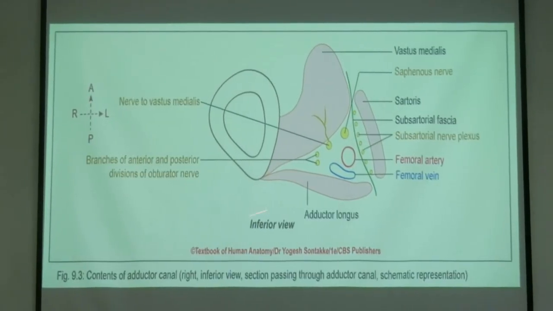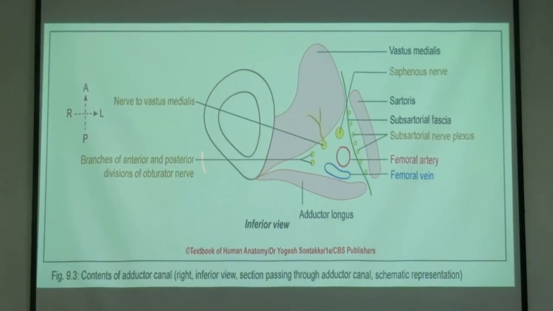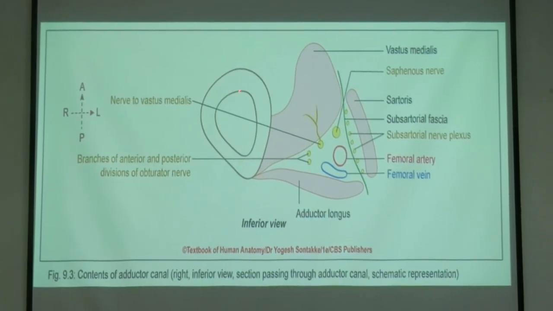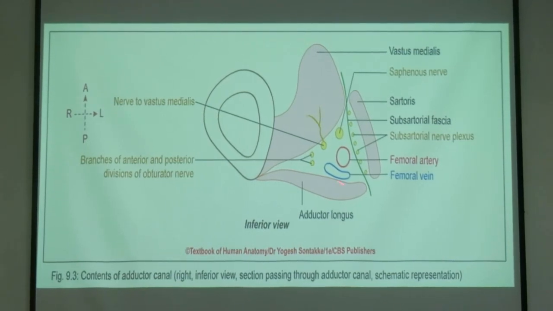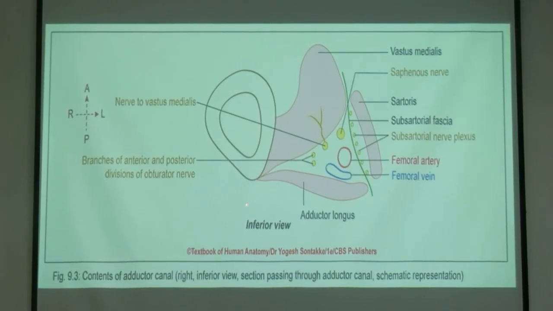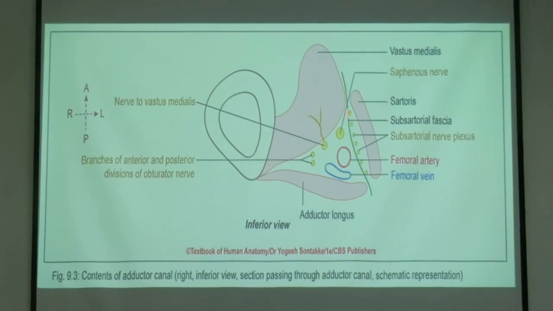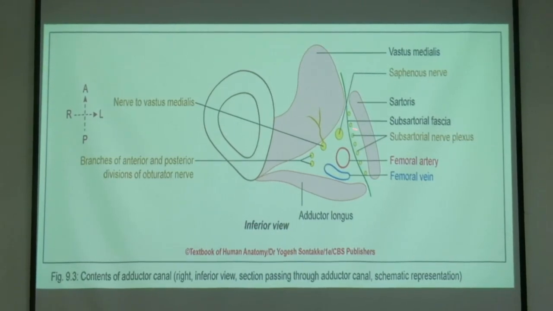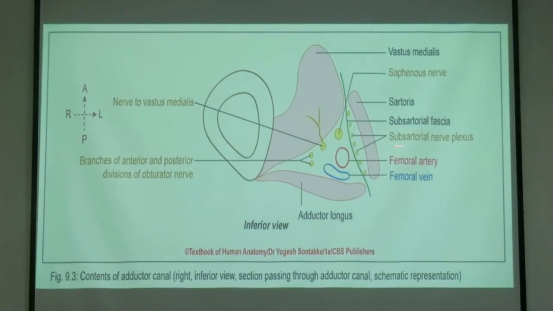See, this is the cross section through the adductor canal. This is vastus medialis forming the anterolateral boundary, the posteromedial boundary formed by adductor longus and magnus. This is sartorius forming the roof. Here are the subsartorial plexus of nerve and subsartorial fossa. All these three are forming the roof, okay.